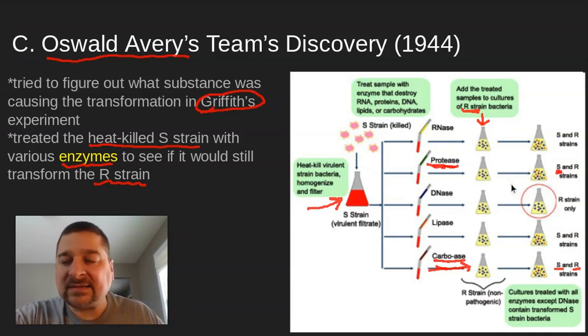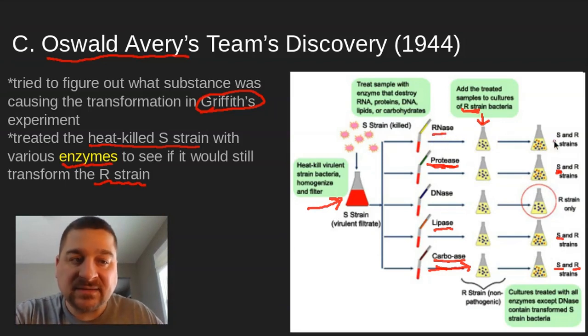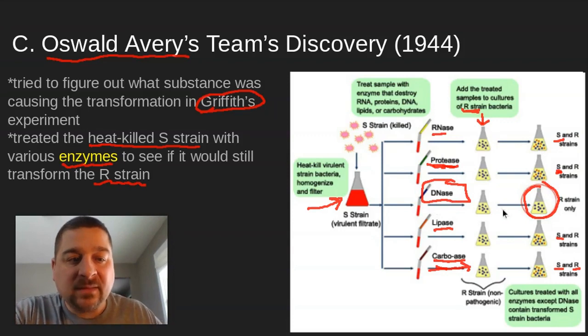Next, I didn't put it in your notes, but they used lipase to take out the lipids. Still transformed. Used RNase, which took out ribonucleic acid. Still transformed. Okay, right here, this red circle, when they treated it with DNase, an enzyme that destroyed deoxyribonucleic acid, there was no more transformation.